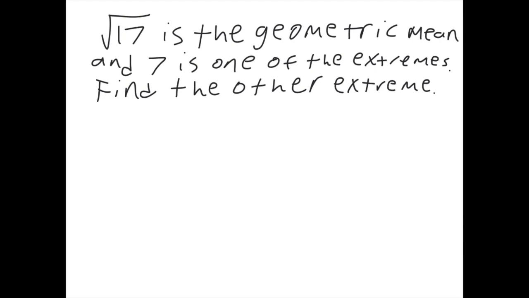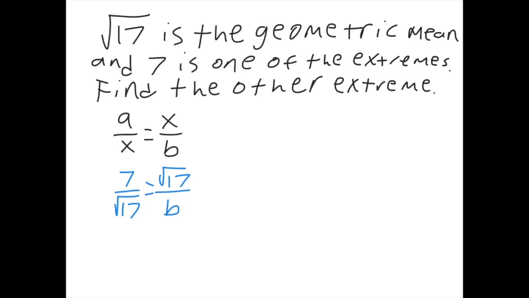So in this case we have square root of 17 is the geometric mean, and 7 is one of the extremes. Find the other extreme. So again, we've got what we had before. A over x equals x over b. In this case, 7 is the a, and square root of 17 is the x. So we're going to say 7 over square root of 17 equals square root of 17 over b, and then solve for b.